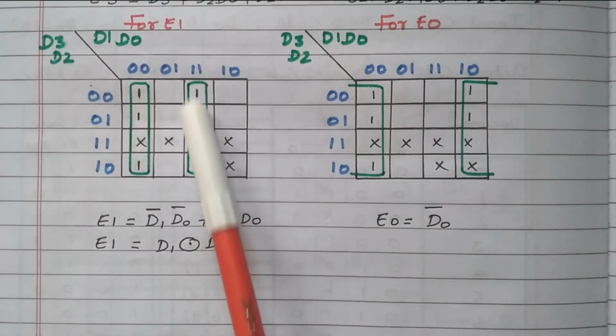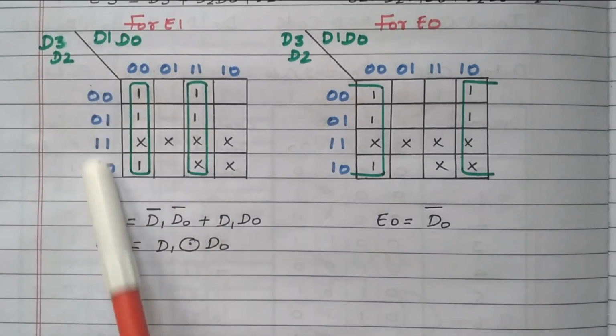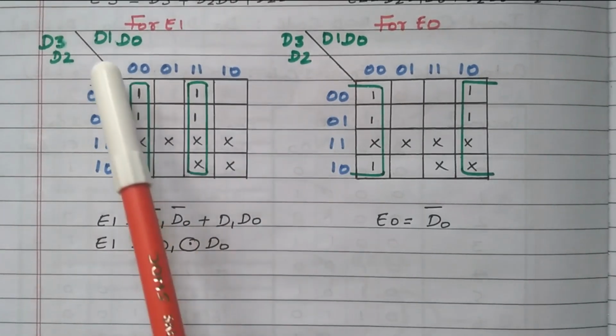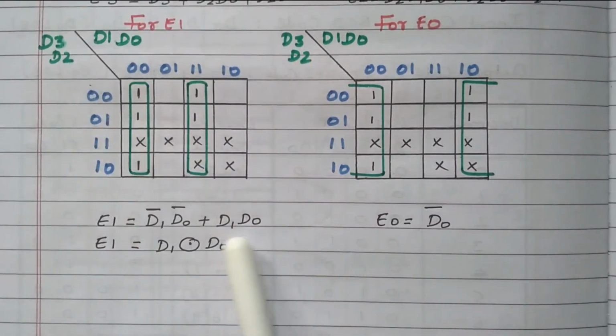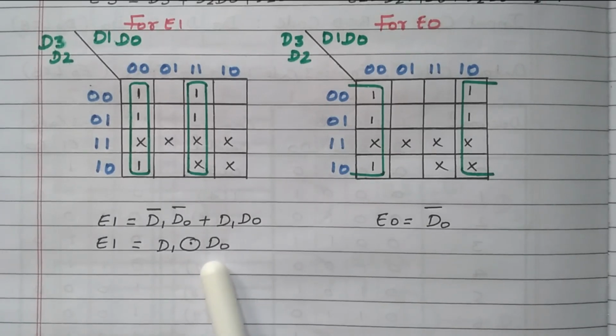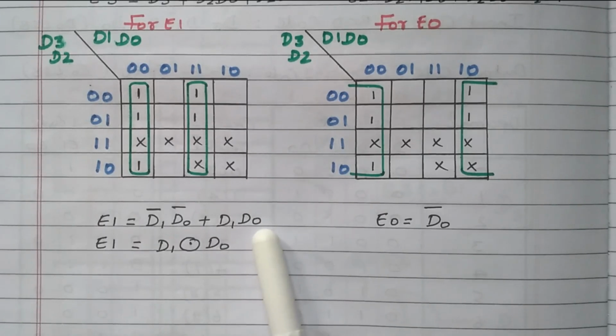Similarly, for this grouping of these 4 cells, again we have to refer to all the rows. They got cancelled. We only have to refer to the third column. The third column is 1, 1. 1, 1 means D1, D0. Right. So here we have D1 dash, D0 dash, and here D1, D0. What is this? This expression is nothing but the exclusive NOR gate, D1 exclusive NOR D0. By using a single exclusive NOR gate, we can implement the function E1, right? Because it is clearly available as an exclusive NOR gate function.